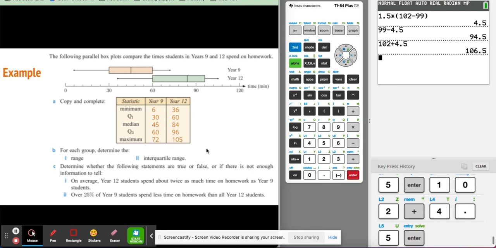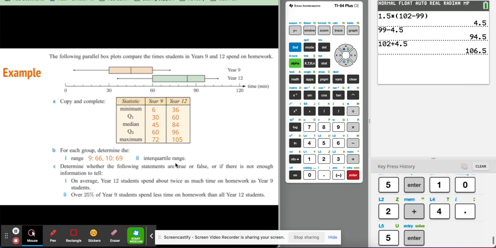The range. Now the range, as we learned last class, is one number. So it's the maximum minus the minimum. For grade 9, our range is 72 minus 6, so 66 is the range. For grade 12, our range is 105 minus 36, so 69 is the range.